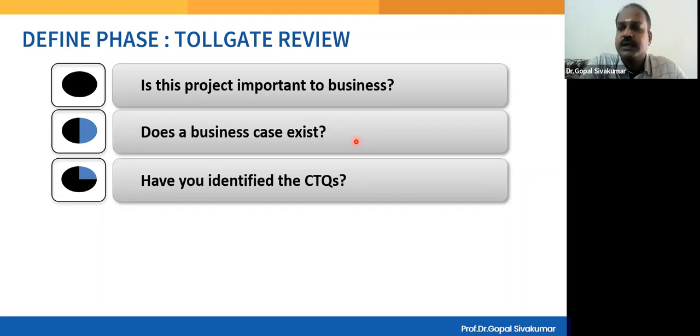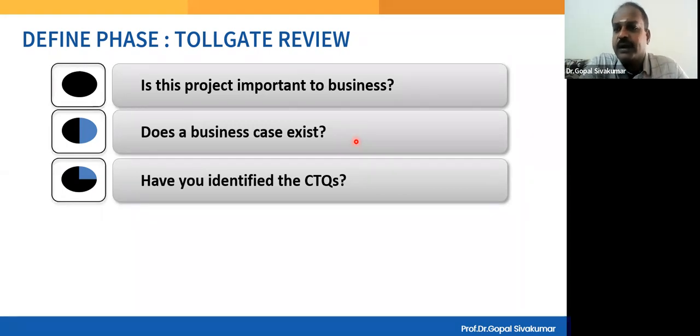So that's called critical to quality characteristics. Generally, critical to quality characteristics are derived from the voice of the customer by converting the vague expressions of the customers into specific statements, and then if you make them measurable, they'll be called CTQs. For solving one problem, there could be many CTQs.